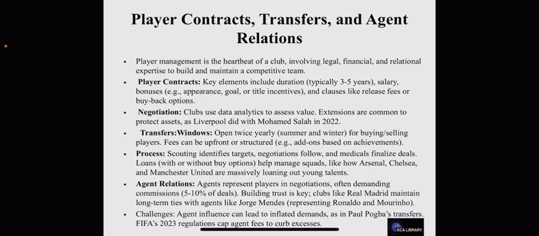So let's move on to negotiation. Clubs use data analytics to assess values. Extensions are common to protect assets, as Liverpool did with Mohamed Salah in 2022, when he was believed to be leaving the club but later extended. Then there is the case of Harry Kane at Tottenham. The transfer window opens twice yearly, the summer and the winter window, for buying and selling players. Fees can be upfront or structured.